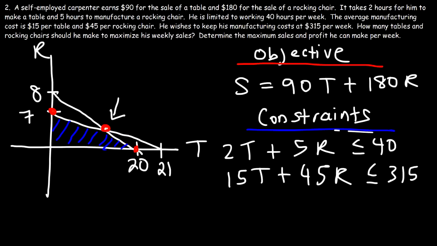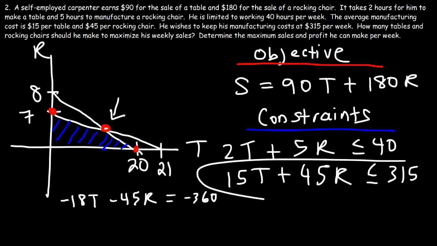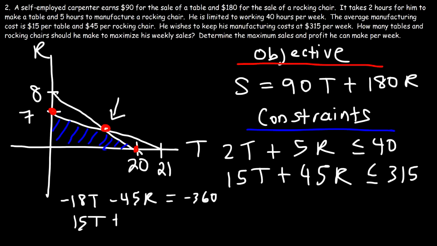Now let's multiply the first equation by -9 so that r will cancel. 2t times -9 is -18t. And 5r times -9, that's going to be -45r. And 40 times -9, that's going to be -360. Now let's leave that the way it is, because at this point we could cancel r if we just simply add the two equations.